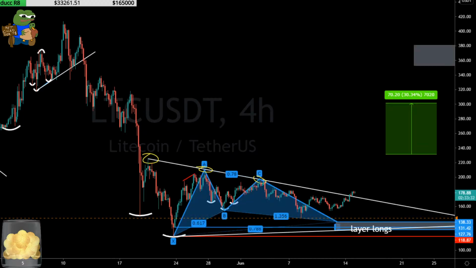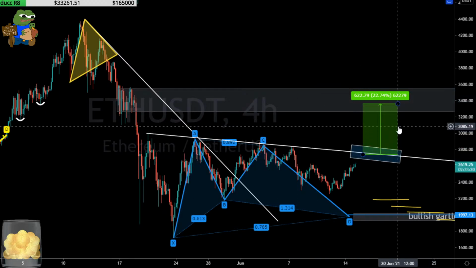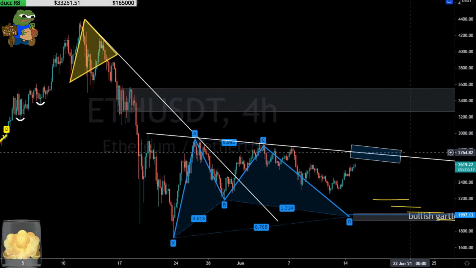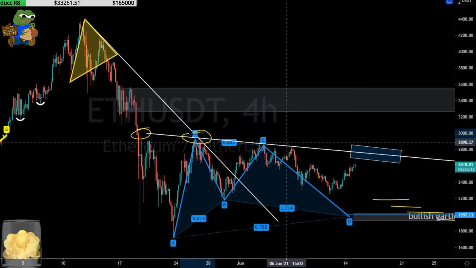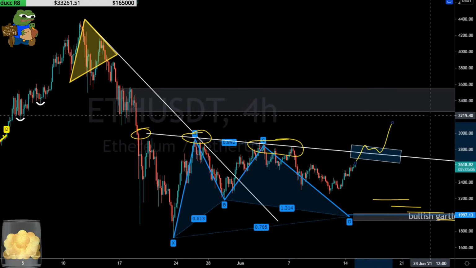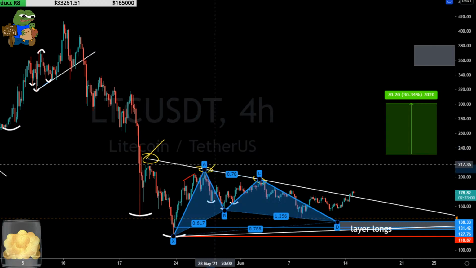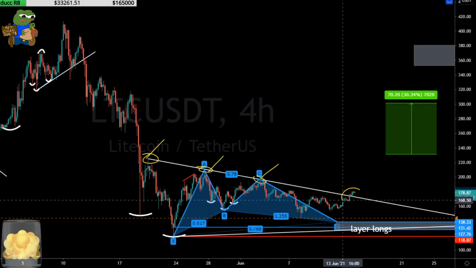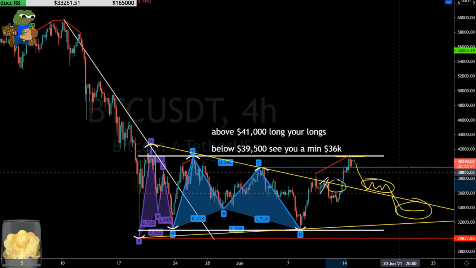Let me go back to ETH real quick. So you can see here on ETH, we had touch point 1, touch point 2, touch point 3, whatever you want to call it. But we haven't gotten above this yet, right? Now look at Litecoin. There's your touch point 1, touch point 2, touch point 3, and you've broken out. So both Litecoin and Bitcoin broke out right here.